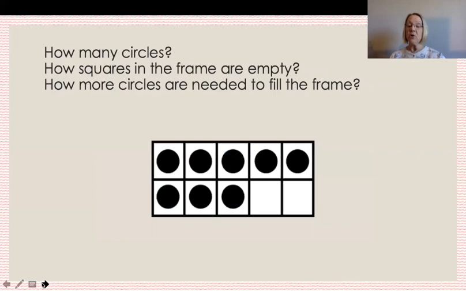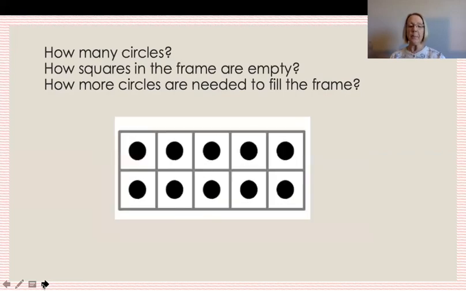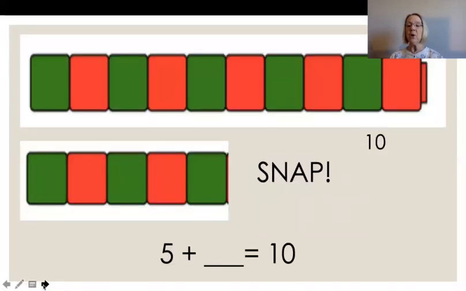How many circles? 8. How many more do we need to make 10? We need 2 more. So 8 plus 2 is 10, or 2 plus 8 is 10. How many circles? 10. Do we need any more to make 10? No, we need 0.